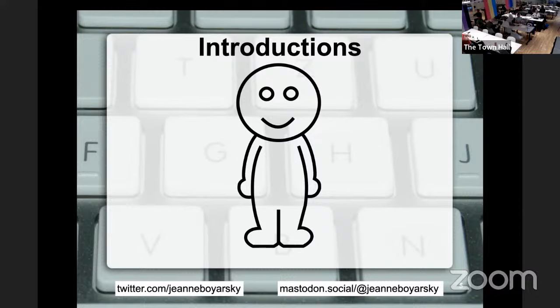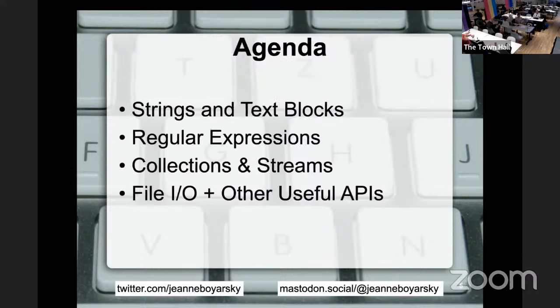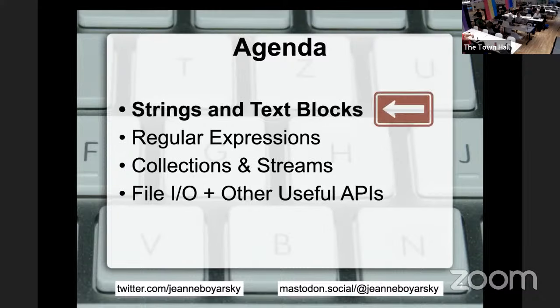We're going to be talking about a mix of Java versions. And for things that are in versions newer than 8, it says what version they come from in little bubbles on the side. So you can see what's available to you now and what is a future state type thing. We're going to be talking about strings and text blocks, RegEx, collections and streams, file IO, and other random APIs I think people should know.